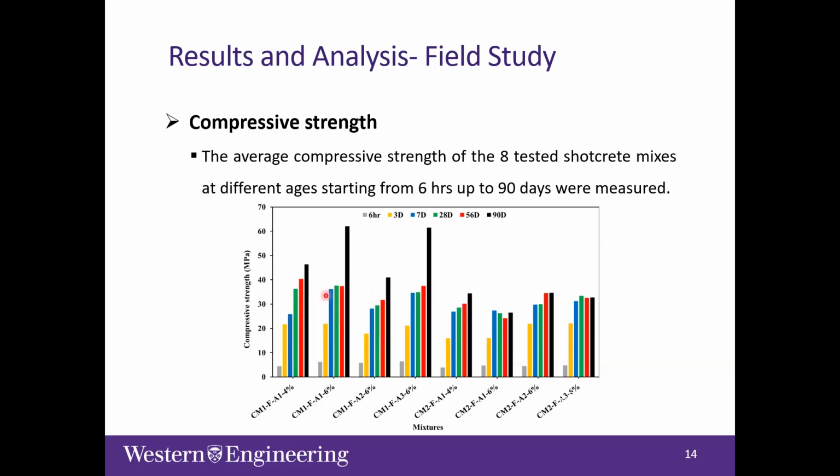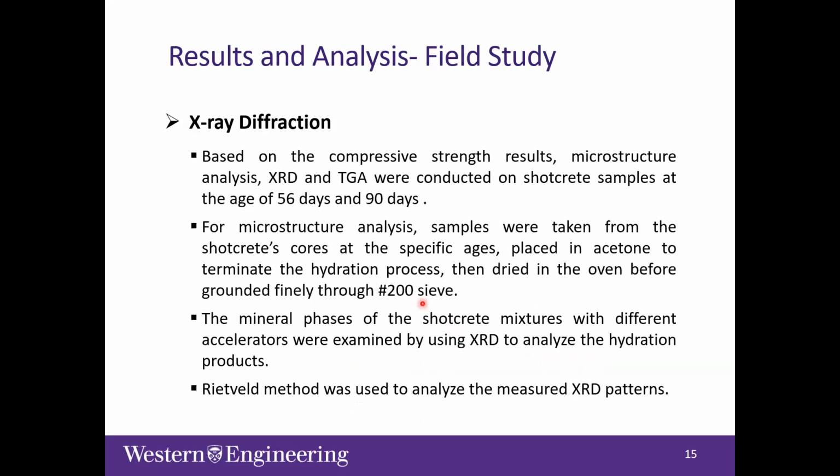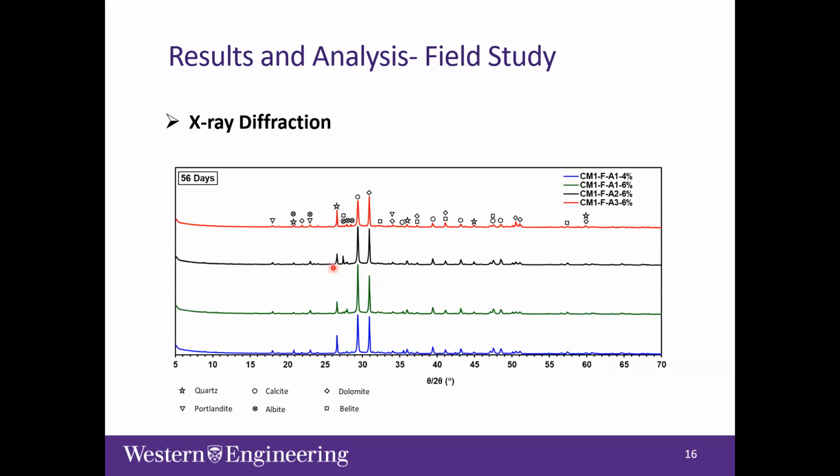To further understand the compressive strength behavior, we did XRD and TGA on specific samples at 56 and 90 days. Samples were taken from the core. The hydration was stopped by adding acetone, and then the specimens were prepared to be tested by XRD and TGA to get the mineral phases. From here, quickly, we see that at 56 days, there is no significant difference in the hydration products between the different mixes.